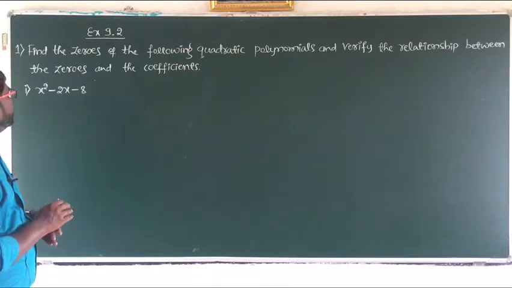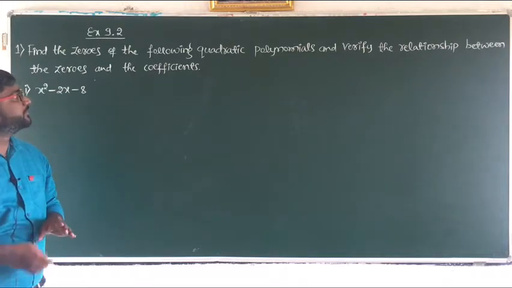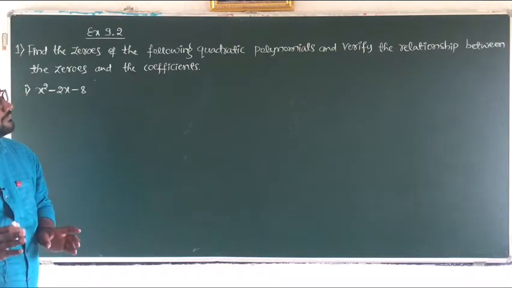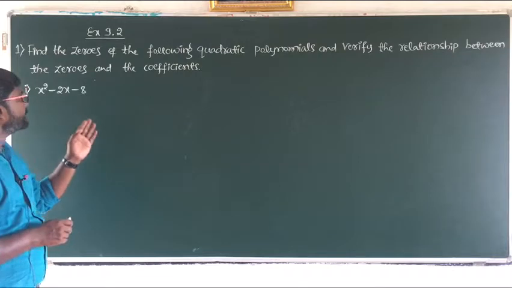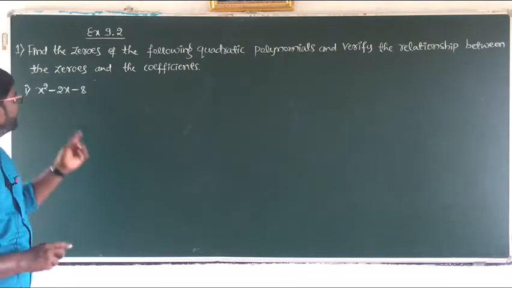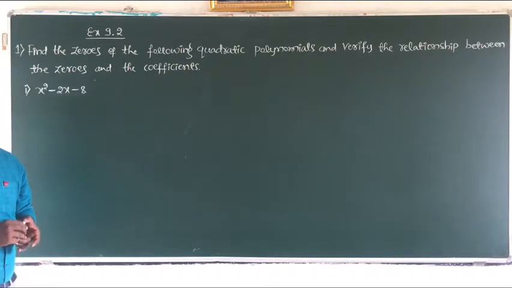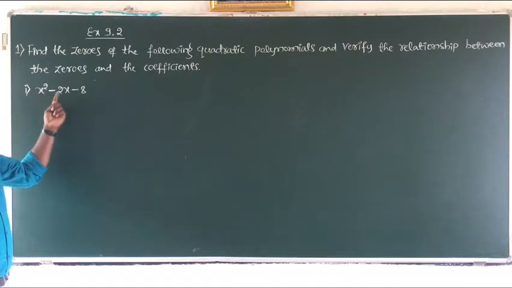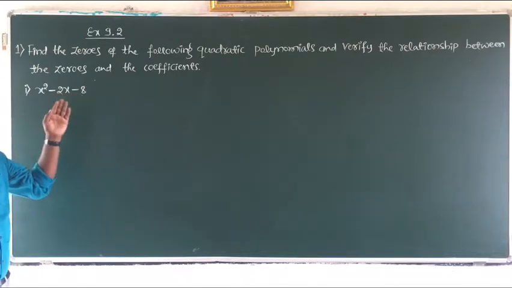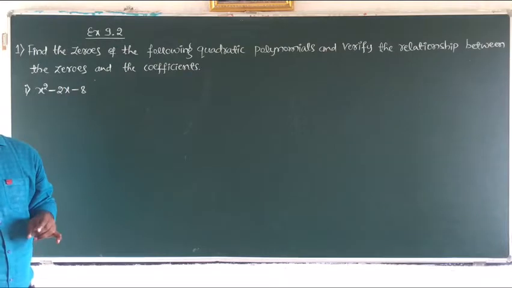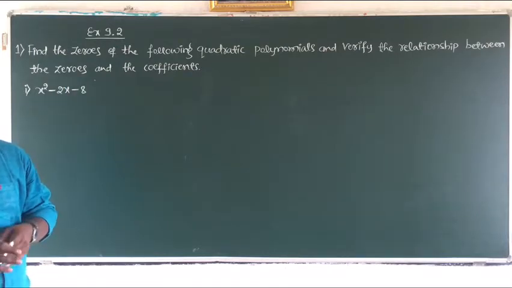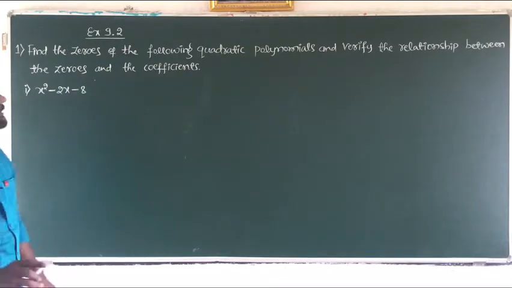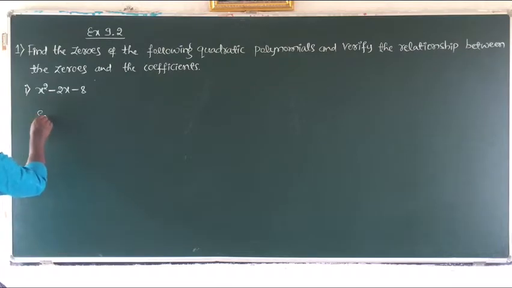The first question is: find the zeros of the following quadratic polynomials and verify the relationship between the zeros and the coefficients. The first quadratic polynomial is x square minus 2x minus 8. Here we have to find the zeros, and then verify the relationship between zeros and coefficients. So let us solve this.